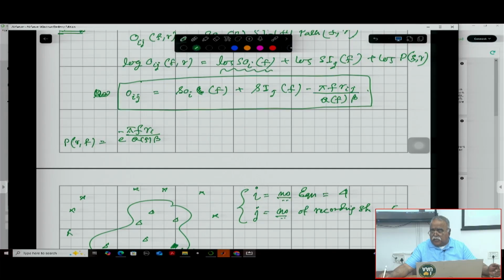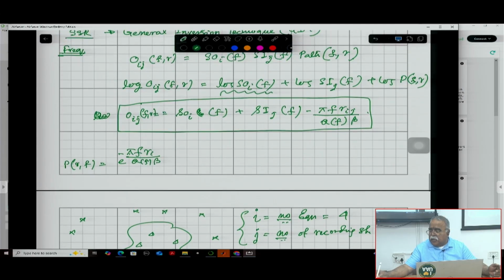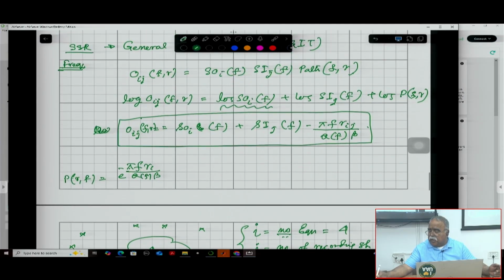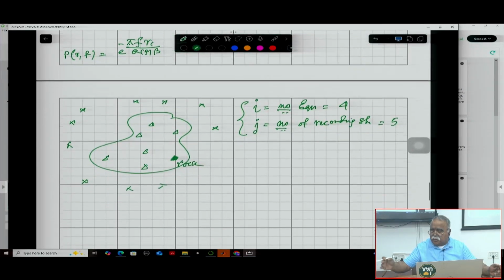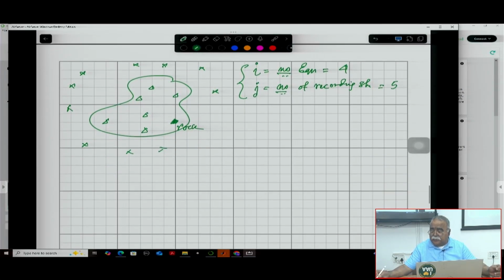So this is your O_ij(F) into R. Let's see, I have a 1 by R here, so that 1 by R I multiplied it here. So this is log of R_ij. So everything is being taken care of. First I multiply this one and then I take the log. So that's okay.